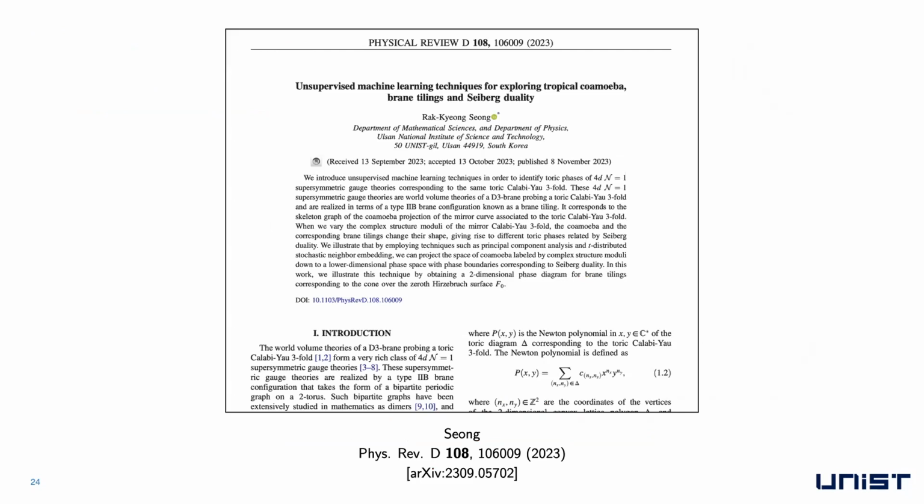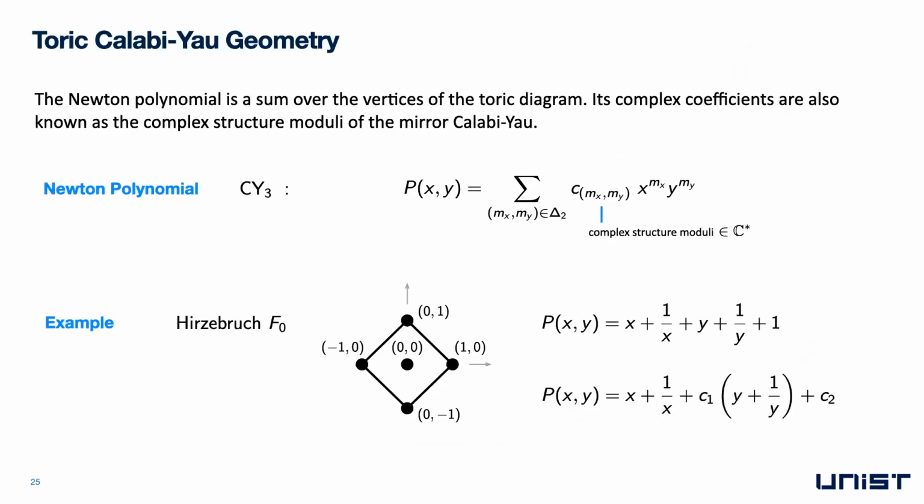More recently, I looked also into other ways how machine learning can be introduced to study these toric Calabi-Yau threefolds, in particular in terms of the mirror description of the Calabi-Yau. So every toric Calabi-Yau has its mirror. And I can describe the corresponding mirror in terms of the mirror curve, which you can obtain from the Newton polynomial of the corresponding toric diagram. It's a polynomial which counts the vertices of the points in the toric diagram, and the coefficients of this polynomial correspond to complex structure moduli of the corresponding Calabi-Yau mirror.